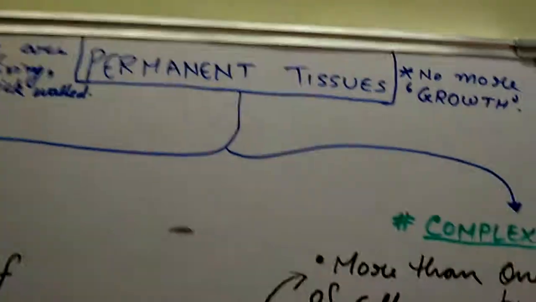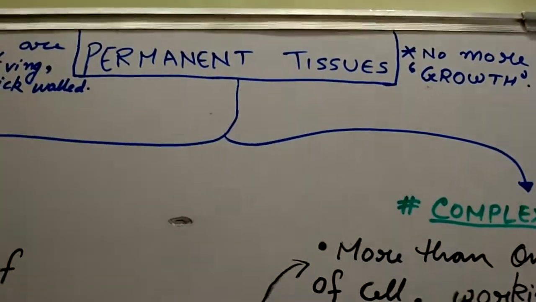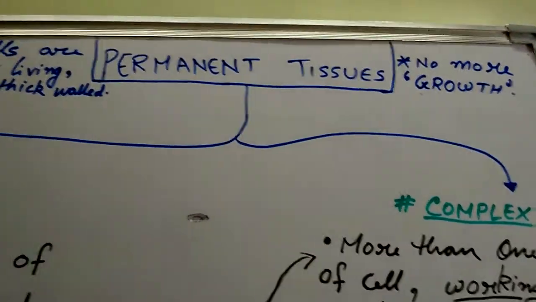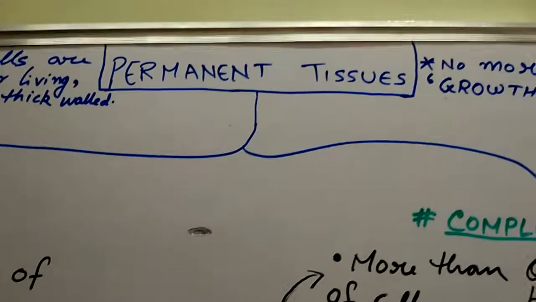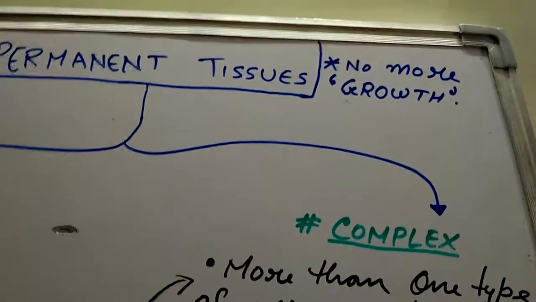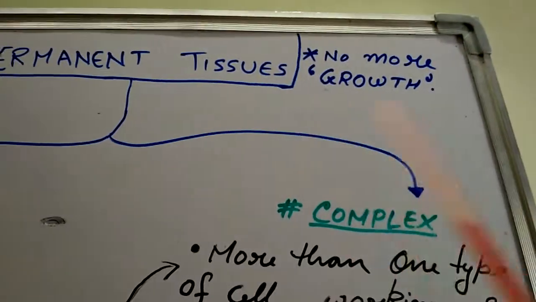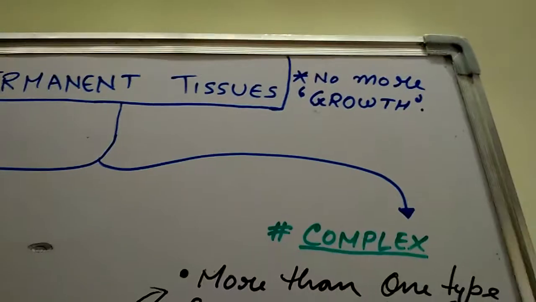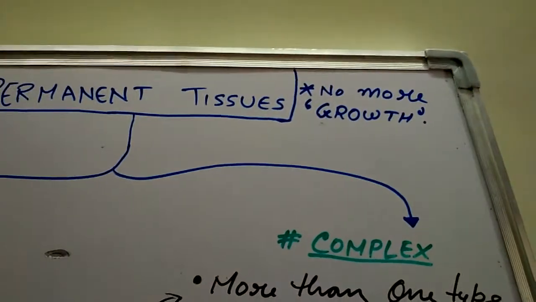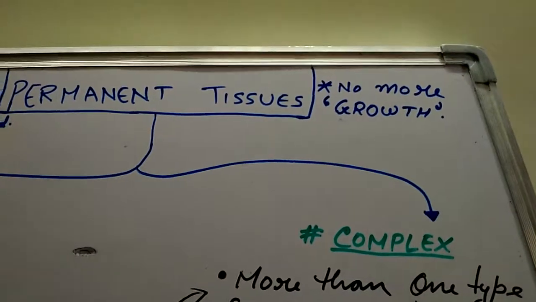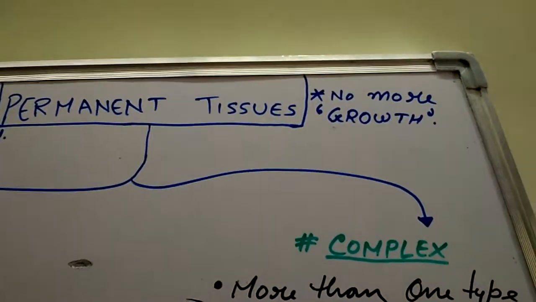So before I classify permanent tissues into two main categories, I would like to highlight two main features of this type of tissue. First one, permanent tissues are not known to show any more growth. No growth is seen in case of permanent tissues. That is, after attaining a certain height, there is no further growth seen in permanent tissues.